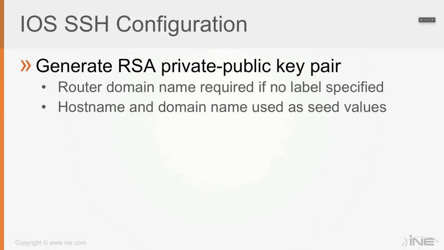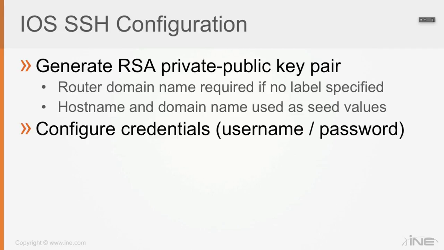Now, host name and domain name, if domain name is configured, are going to be used as seed values in order to generate that private public key pair. But it doesn't mean that by knowing the host name and domain name, you can recompute the RSA private public key pair, because those two keys are not derived solely based on the router host name and domain name. So once I generated the RSA private public key pair, then of course we gotta configure credentials, username and password, for the authentication to work.